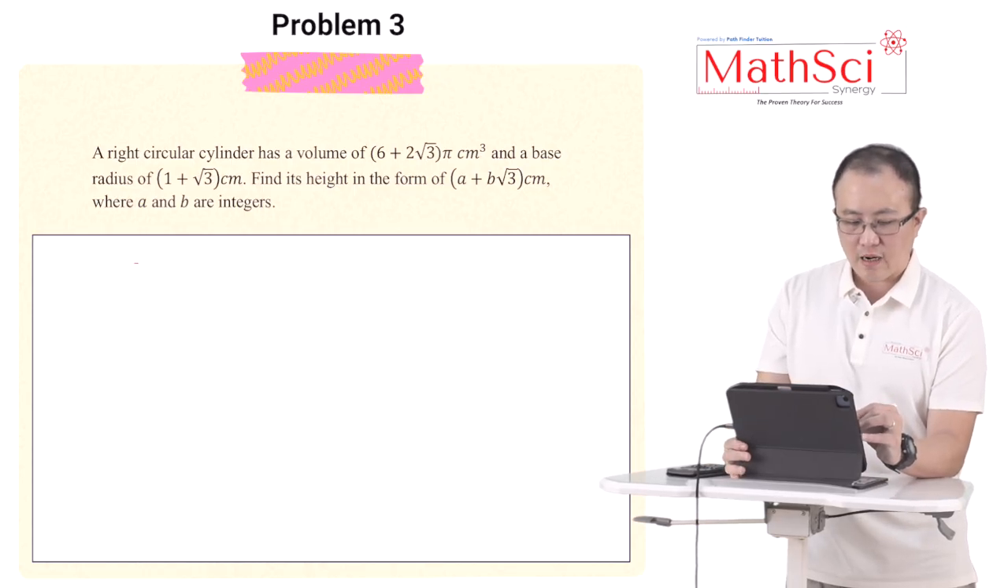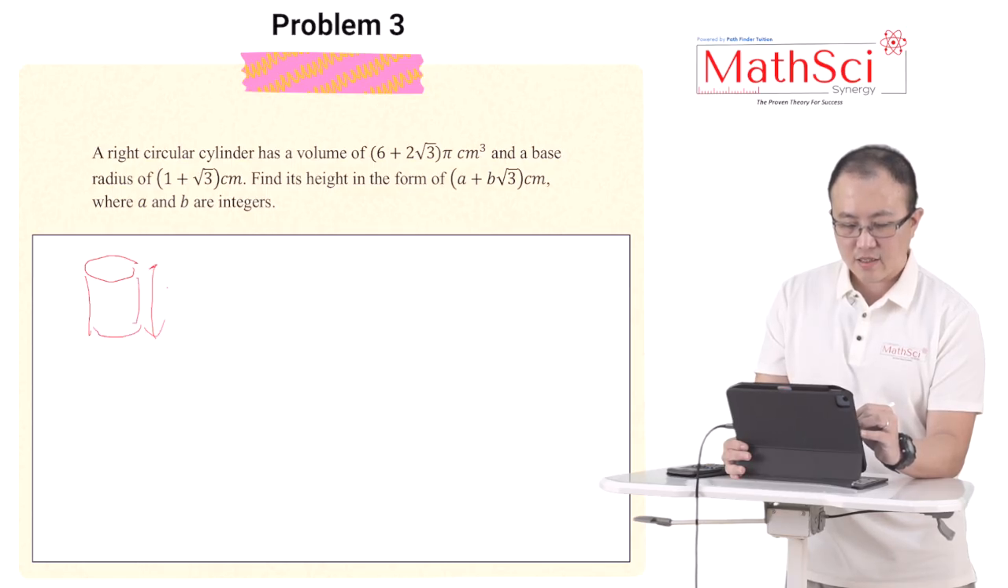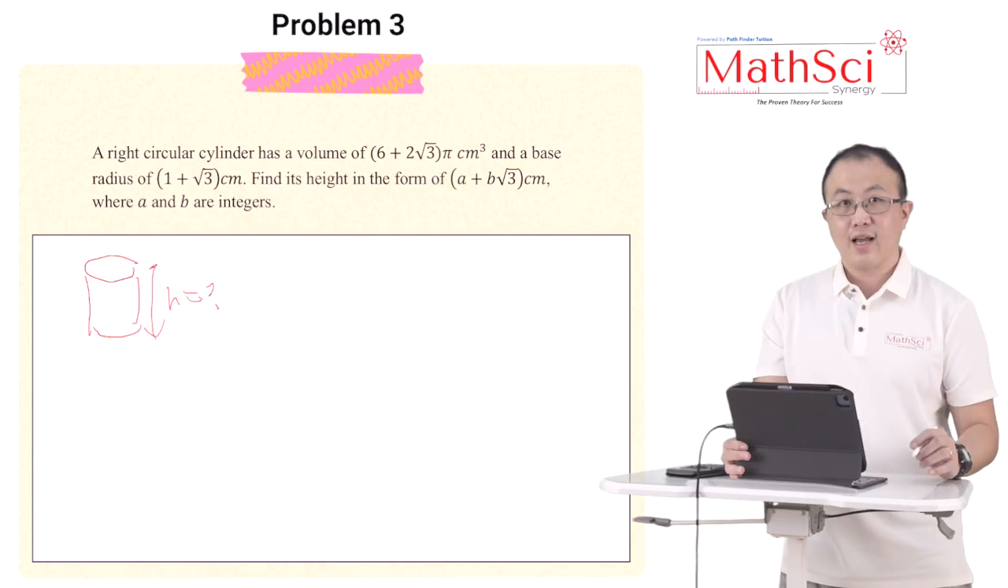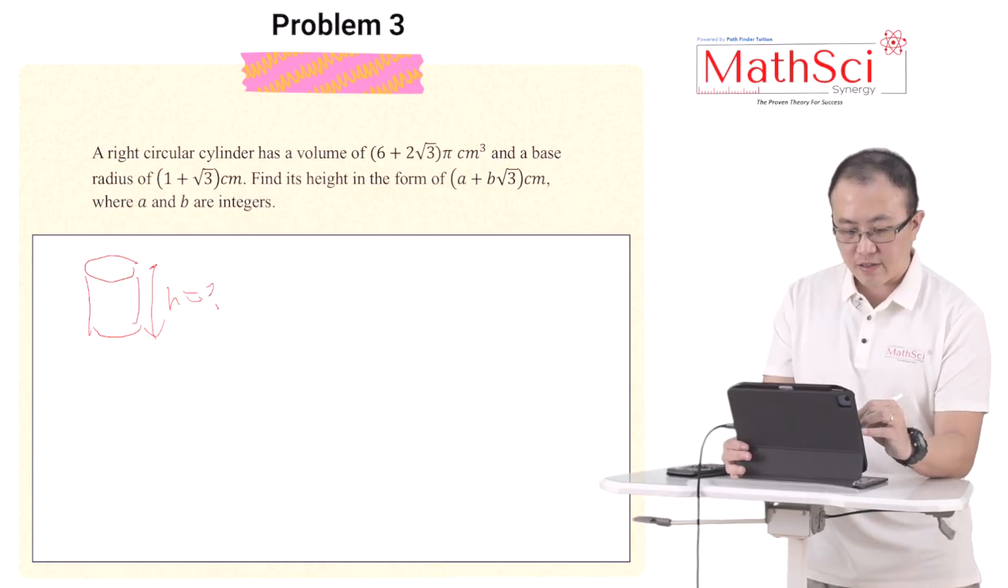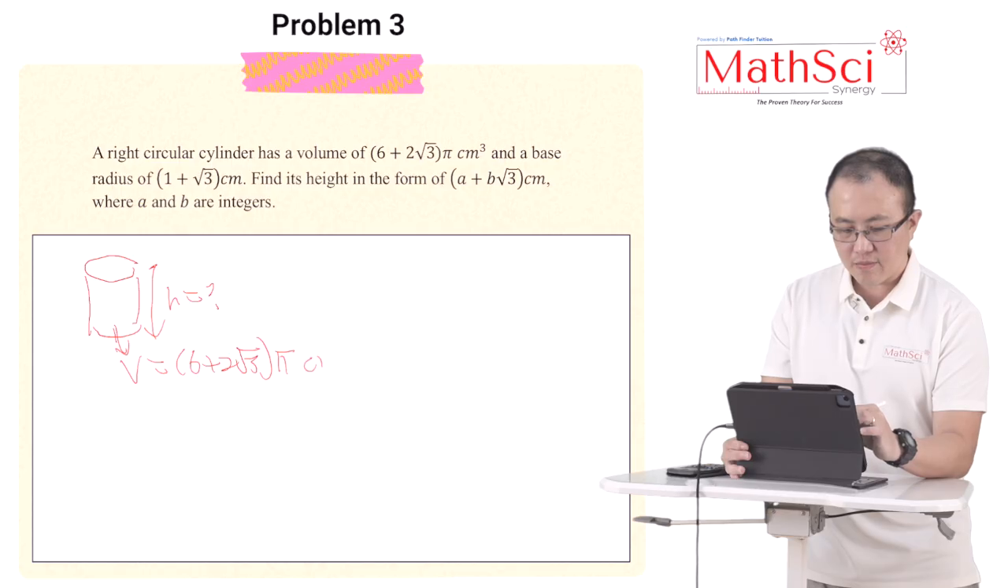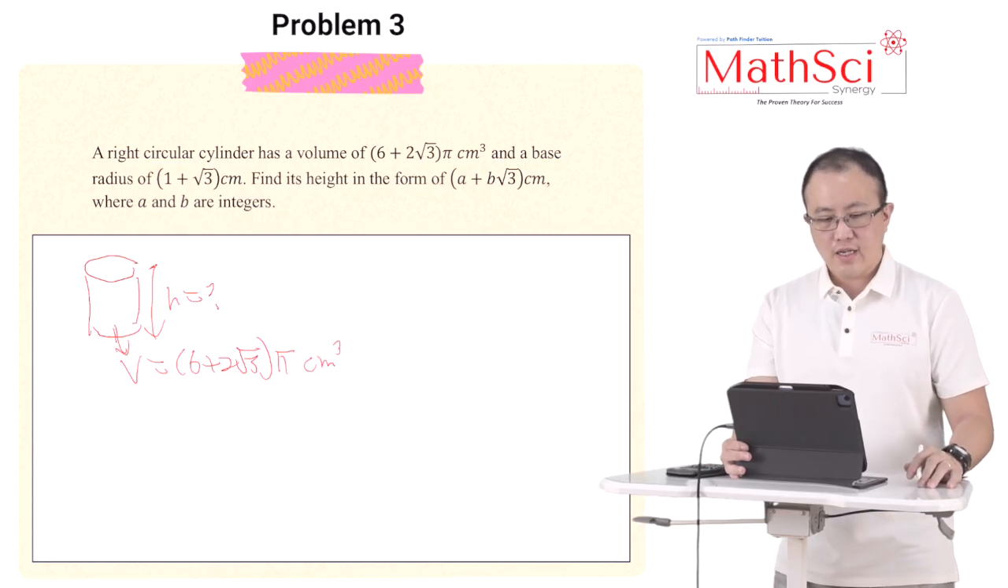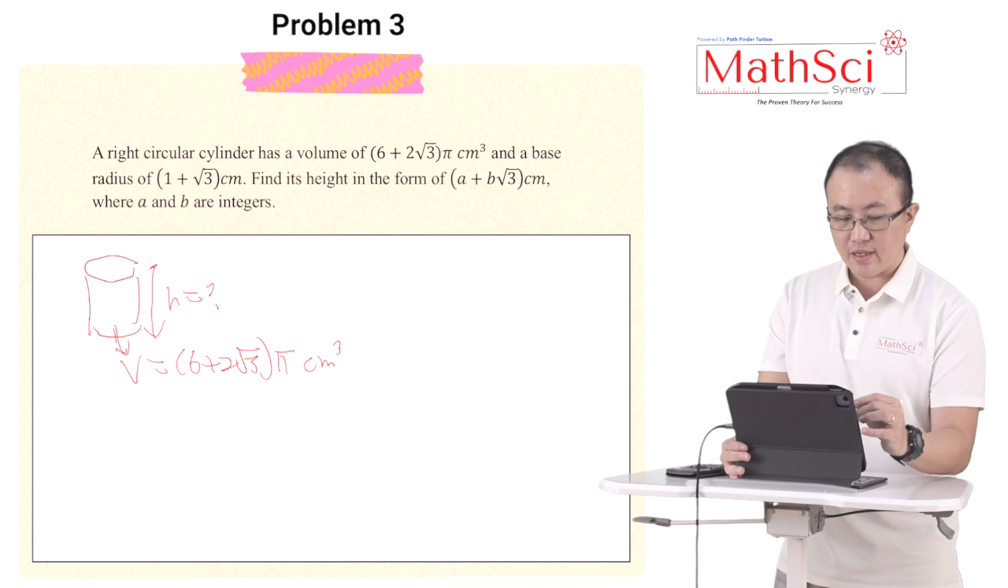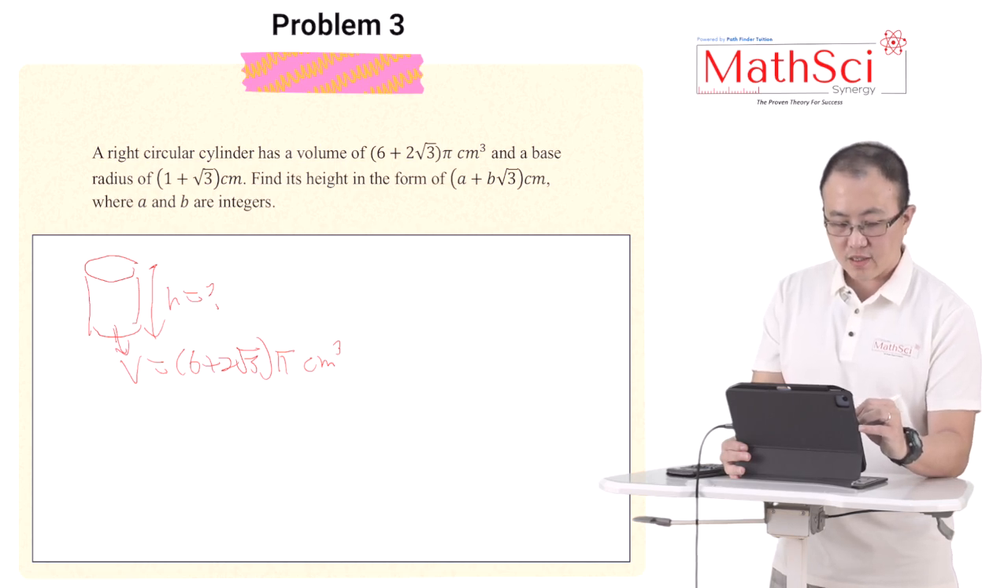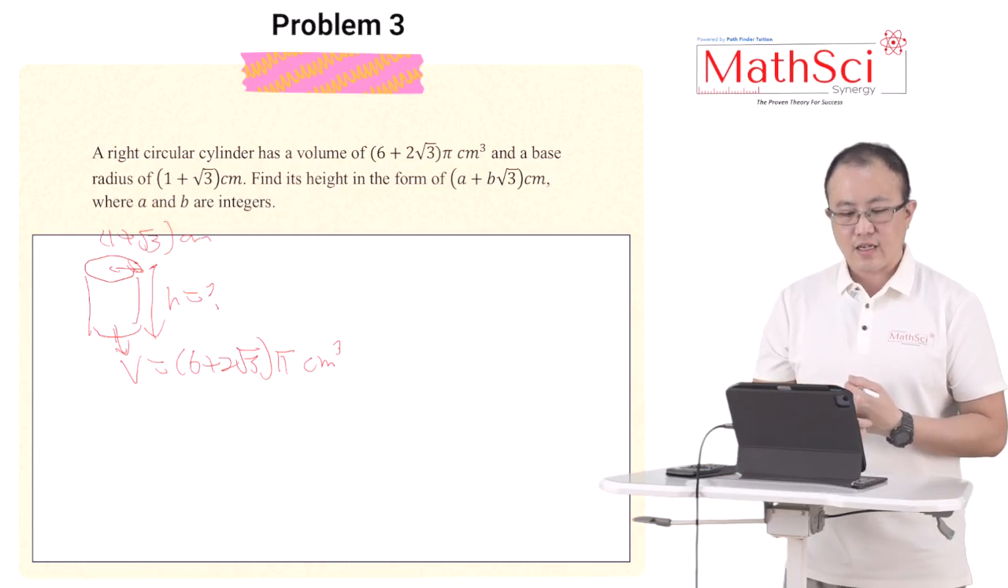So first thing I will do is draw a right circular cylinder like this. And then this is my height, which I want to find. This is a question mark. In this question, I'm given a volume of (6 plus 2 root 3) pi cm cube. This is my volume. And the base radius is given as 1 plus root 3. Then they ask you to find the height.